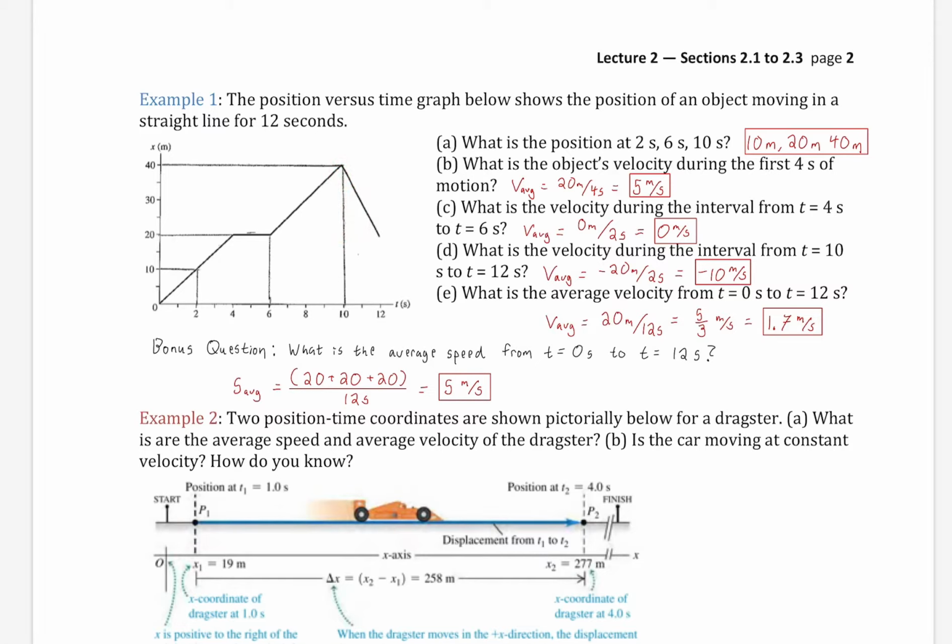So the total distance that the particle travels is 60. And it, of course, does that in 12 seconds. So the average speed is much faster. It's 5 meters per second. Okay? So good demonstration of how average speed and average velocity can be quite different from one another.